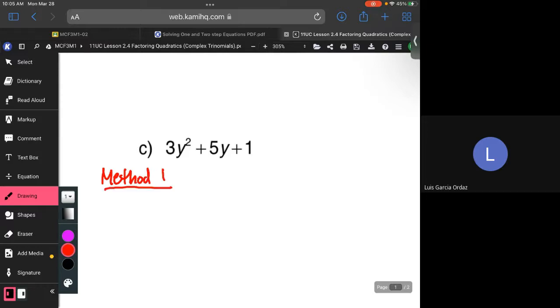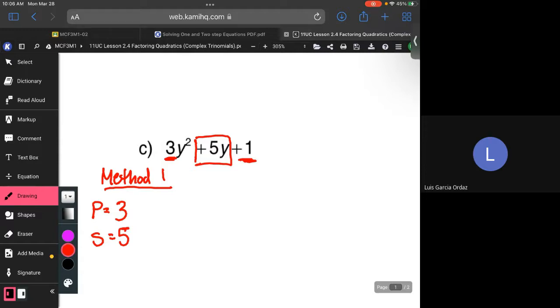So you have 3y squared plus 5y plus 1. Again, what is our product going to be? Product means the number in front of the y squared multiplied by the number at the end. What's 3 times 1? 3. And my sum is my middle term. So what does it have to add up to? 5. Is this even possible? No, it's not.